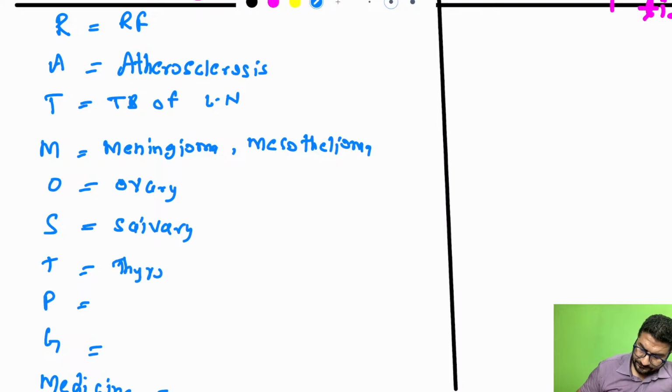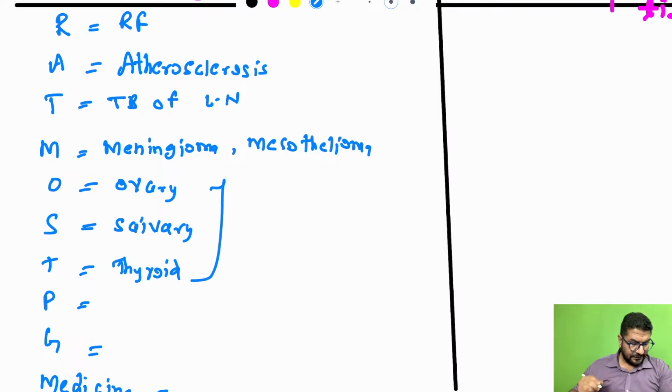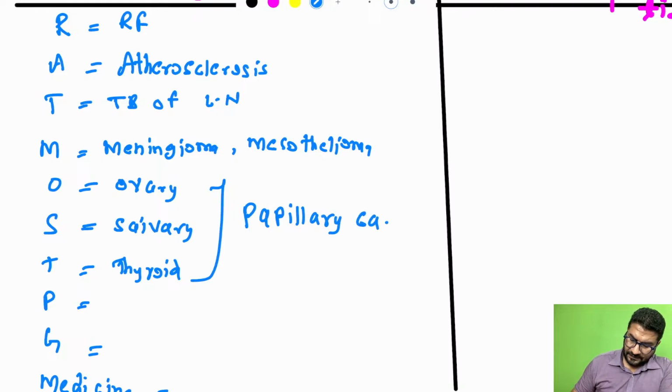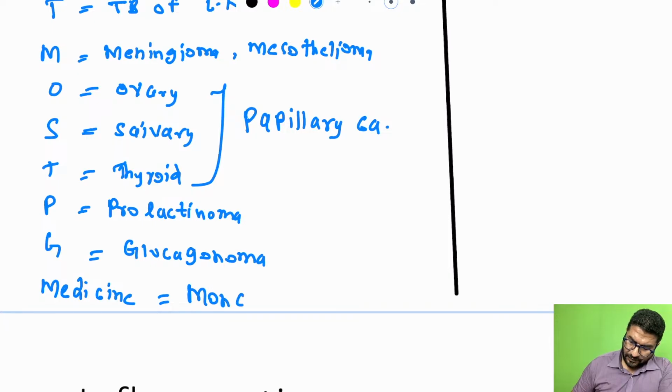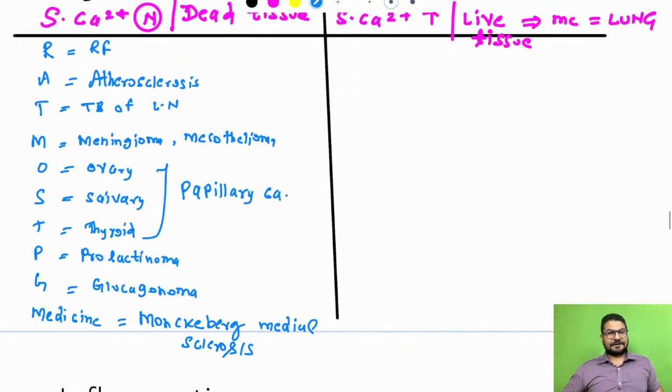T for thyroid. और इन तीनों के किस में? You will notice where in papillary cancer of all these three. P for prolactinoma. G for glucagonoma. And M is a rare condition called Monckeberg medial sclerosis. So these are the examples. ध्यान से देखो, these are the examples of dystrophic calcification.